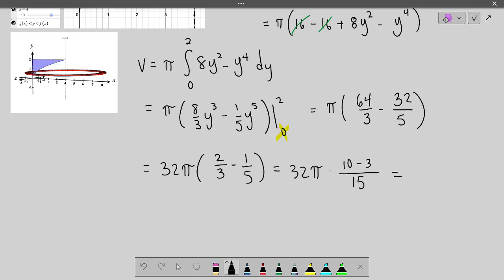No common factors between 32 and 15. That's 3 times 5. There's no 3 or 5 in that. So we're going to get 7 times that. So 224 over 15 multiplied by pi. So that'll be the volume.